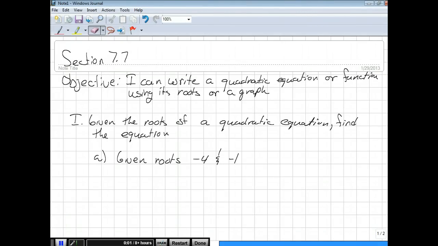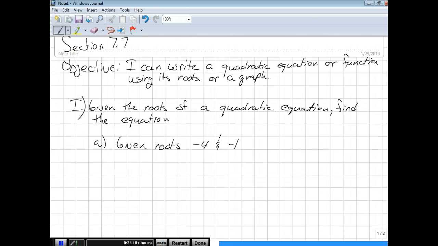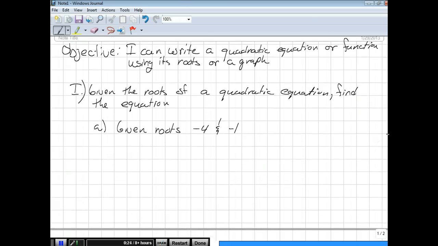Section 7.7, our objective here is to write a quadratic equation or function given its roots or the graph. So in the first part today, we're going to look at, given the roots of a quadratic equation, find its equation. Well, basically what we do is we work backwards.